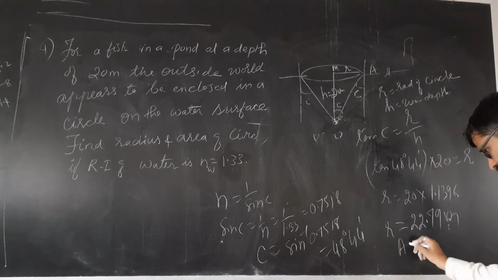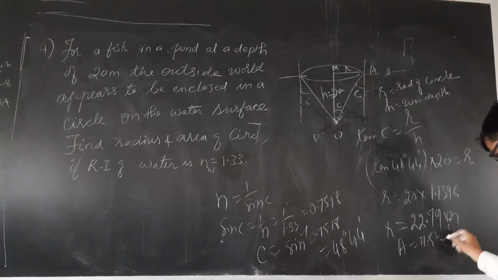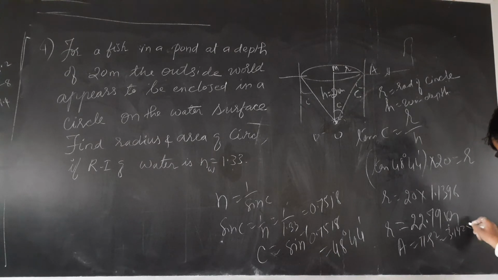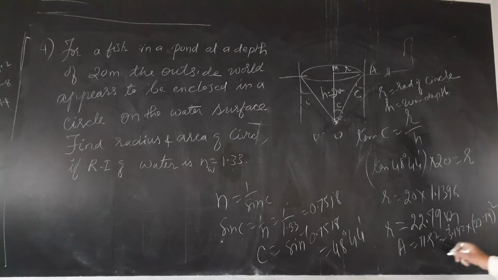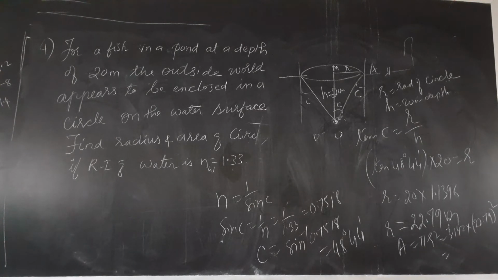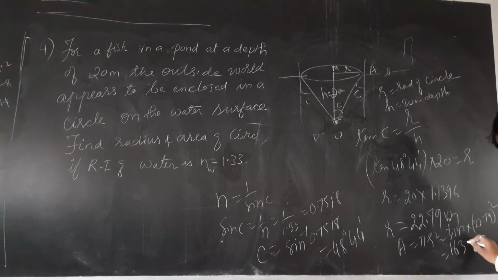Now area is equal to pi r square. Pi is 3.142 into 22.79 square. So, 1632 meter square. This is the answer for area. Next problem we will move on to.